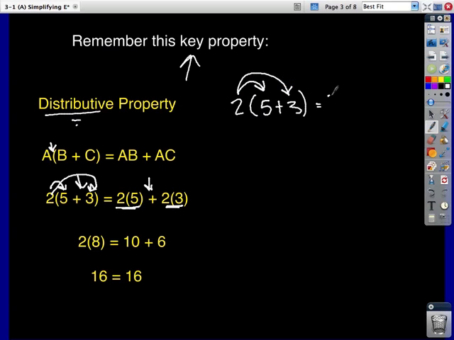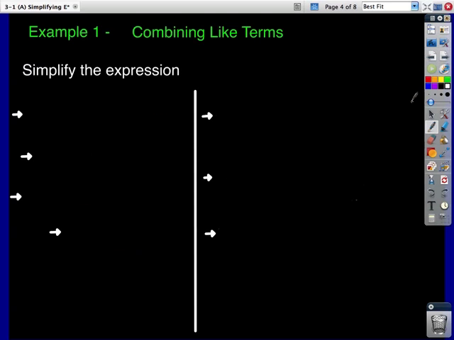So this is equal to 2 times 5 plus, and I use the plus sign because there's a plus or an addition sign in here, plus 2 times 3, which is 10 plus 6, which gets us 16. Now if we had done it the normal way of 2 times 8 and the distributive way of 10 plus 6, we end up with exactly the same thing. That property is important for us as we try these examples. Okay, let's go to example 1. Okay, simplify the expression, combining like terms.